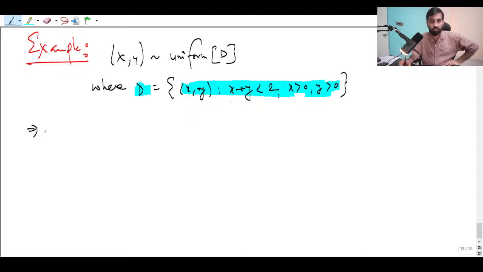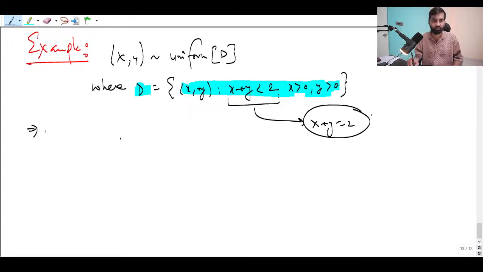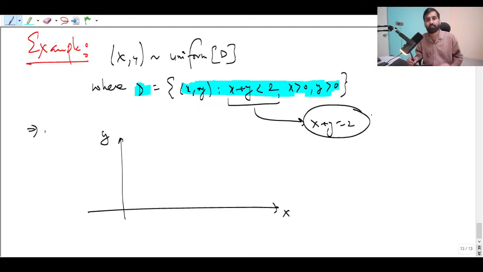Now can you tell me how to plot this? So first of all, it is given like this, x plus y less than 2. First of all you have to draw this, like you have to take x plus y equal to 2 and draw this picture. What is this? X and y. So x plus y equal to 2 means what?